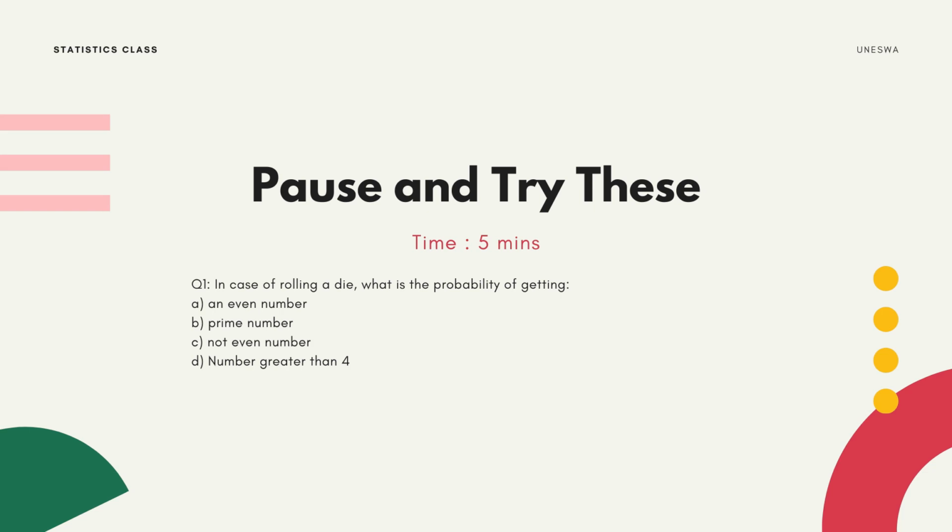Okay, so we just need to see if people did understand or grasp something new from the stuff that we've done today. So just take the time to pause and try those questions. These are pretty simple. I'm sure a Form 1 student can even attempt them. So we're saying in the case of rolling a die, what is the probability of getting an even number, of getting a prime number, not an even number, and a number greater than 4?